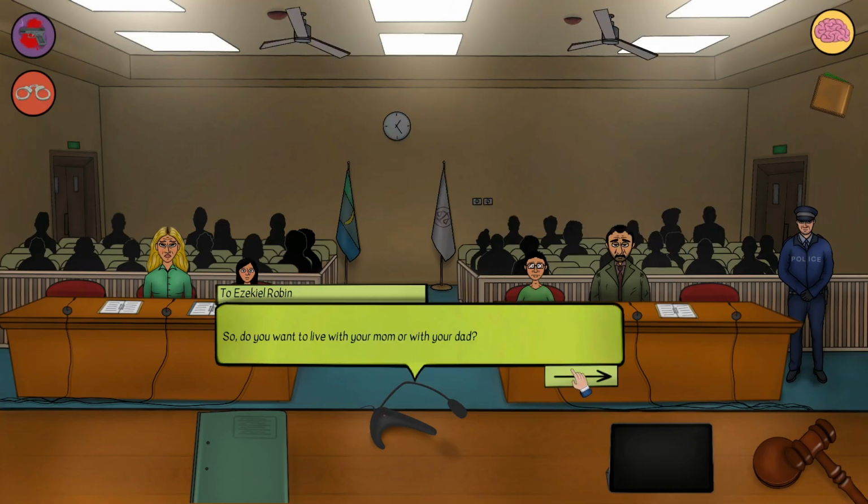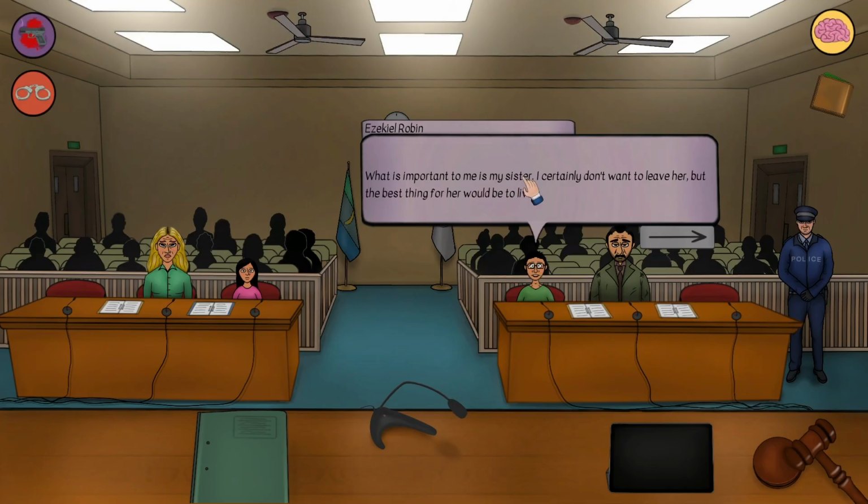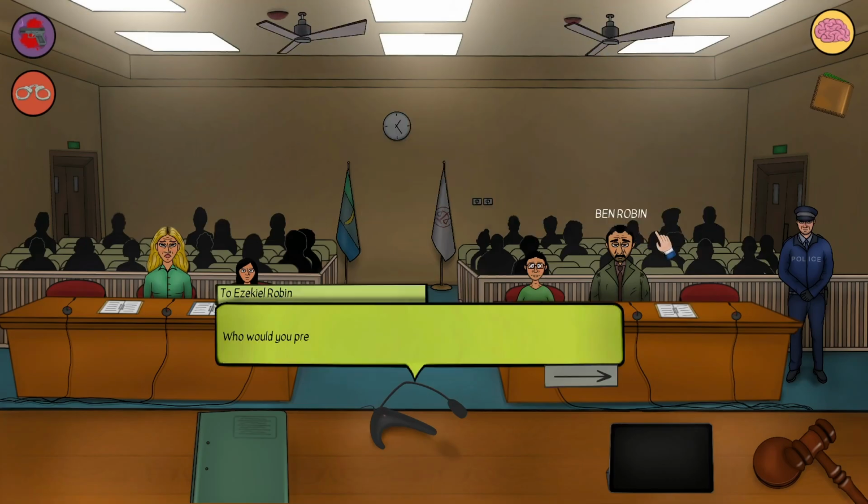So, do you want to live with your mom or your dad? What is important to me is my sister. That's cute. I certainly don't want to leave her, but the best thing for her would be to live with my mother. Okay, so we got the son saying that it's better for the daughter to live with the mother.